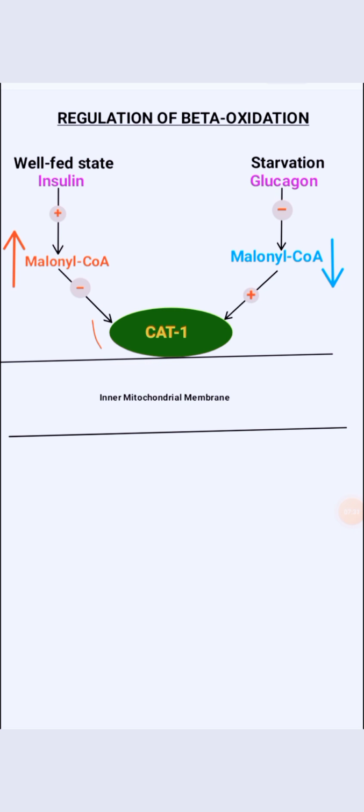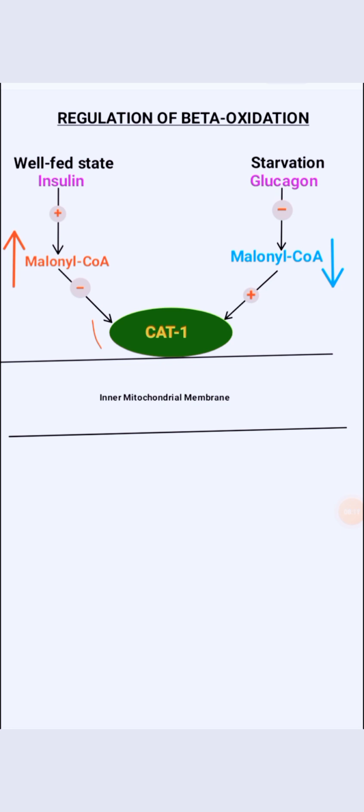So, in summary, during the well-fed state, the body produces insulin, and insulin activates the production of malonyl-CoA. Malonyl-CoA is an inhibitor of carnitine acyltransferase 1, which is also known as carnitine palmitoyltransferase 1. When this enzyme is inhibited, you cannot convert acyl-CoA to acylcarnitine. Without that, you cannot transport acyl-CoA into the mitochondria for beta oxidation. The overall effect is inhibiting beta oxidation. That's how we inhibit beta oxidation.